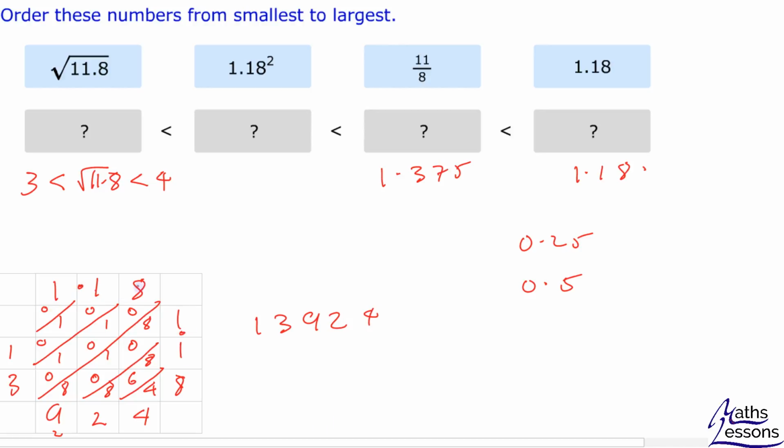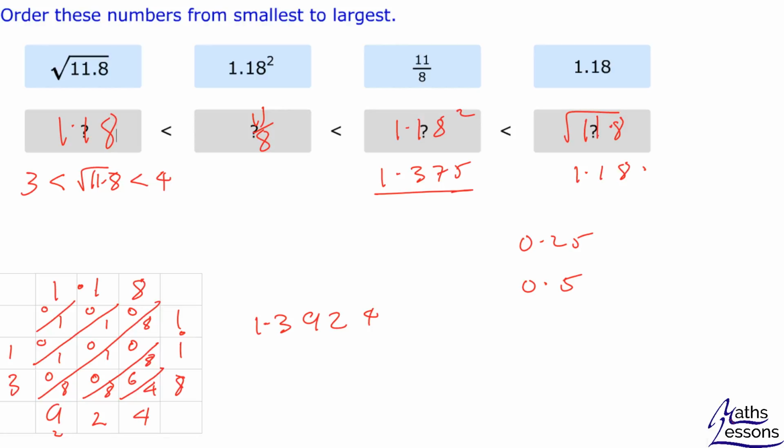Now what we do is we count up the decimals. So we've got 1, 2, 3, 4 decimals. The decimal goes here. And we can see it's bigger than this number. So the biggest number is the square root of 11.8. The next biggest number is 1.18 squared. The next biggest number is 11 eighths. And the last one is 1.18. Obviously easy if you've got a calculator, but if you're doing a non-calculator paper, not so easy.